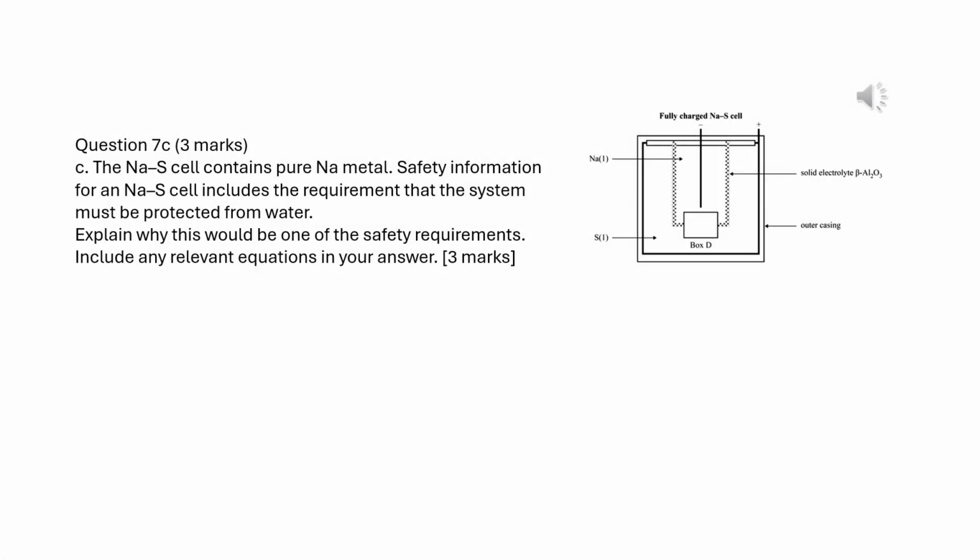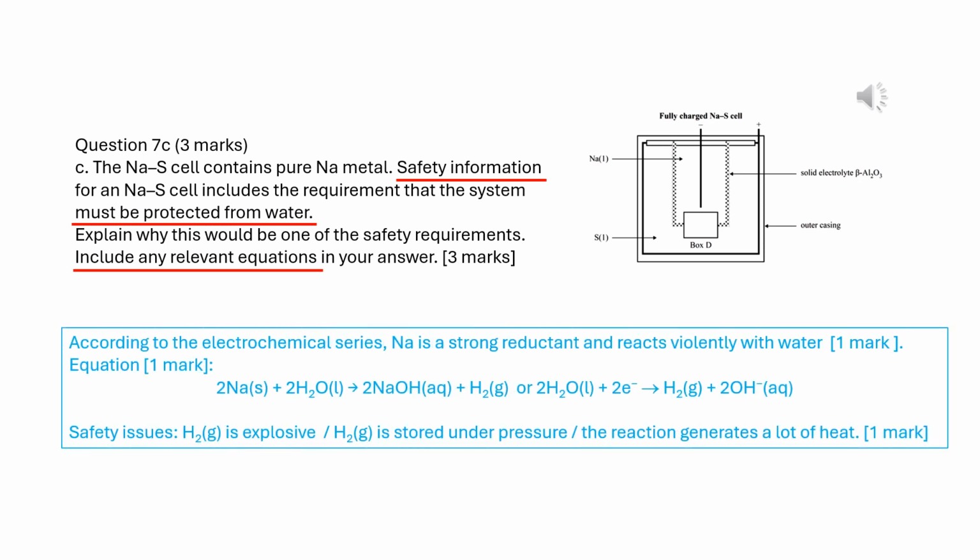To use the NHT cell safely, the system must be protected from water. Ask students to explain why, and the explanation should include any equations. Sodium metal is a strong reductant and can be oxidized by water to produce hydrogen gas. Hydrogen gas is highly flammable, and cells will be explosive.